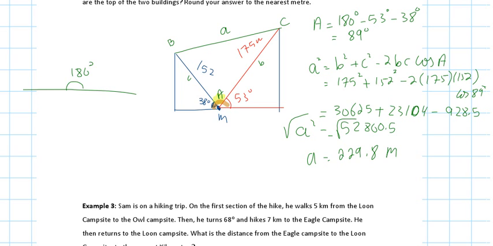So your therefore statement has to be the top of the buildings are 229.8 meters apart. So you guys write that, don't write dot, dot, dot.